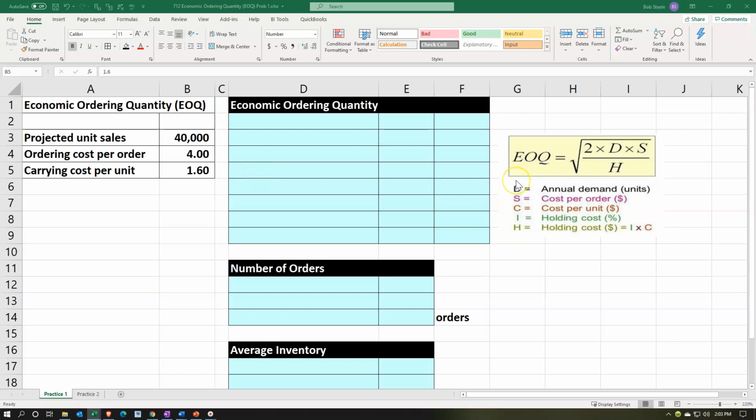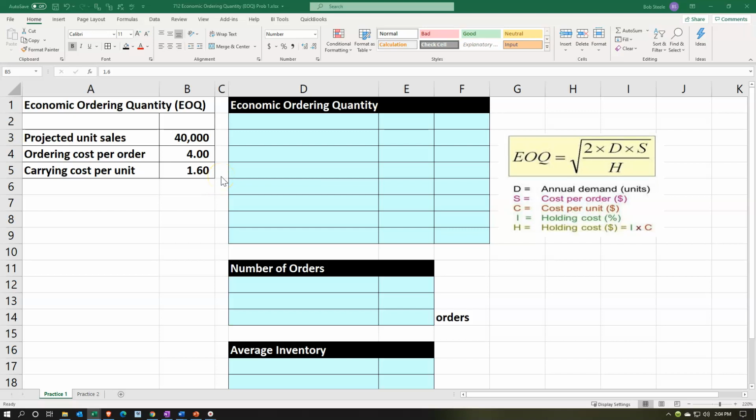So our formula over here for the economic ordering quantity is going to be the square root of 2 times D times S divided by H. So 2 is just going to be 2. And then we're going to take D, which is going to be the annual demand, or the units we think we're going to sell, times S, and that's going to be the cost per order. So that's going to be our ordering cost per order, $4. Every time we make an order, it costs us so much to make the order. That's usually a fairly small cost, but significant over many orders, divided by H, which is going to be the holding cost. That's the cost of us holding on to one individual unit.